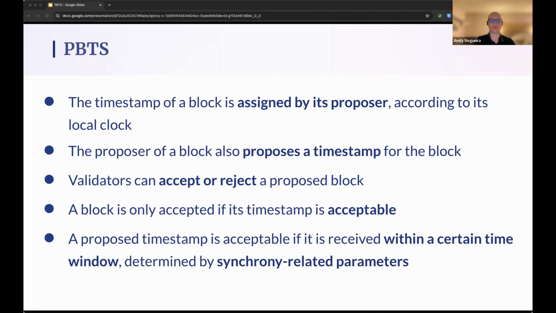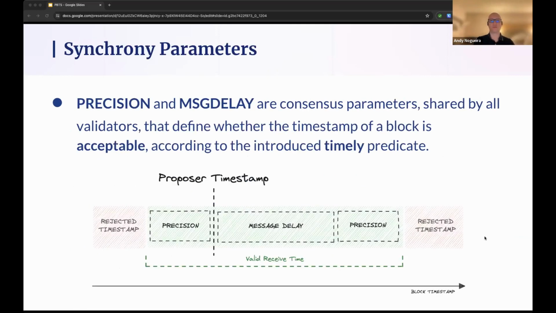It's a good explanation, Sergio. And so with PBTS, the idea is that now the timestamp of a block is assigned by the proposer, according to the local clock. And then the validators will accept or reject that based on some synchrony related parameters. There's more detail about the concept in the next slides. Laura is going to go through and explain more about how that's calculated.